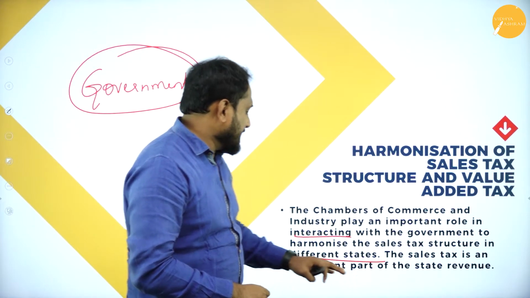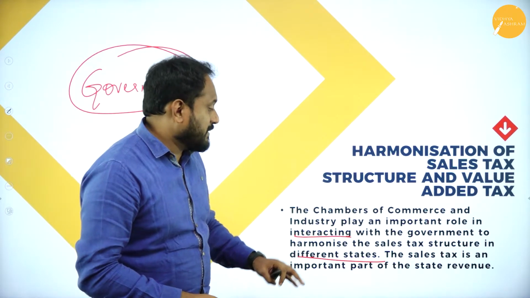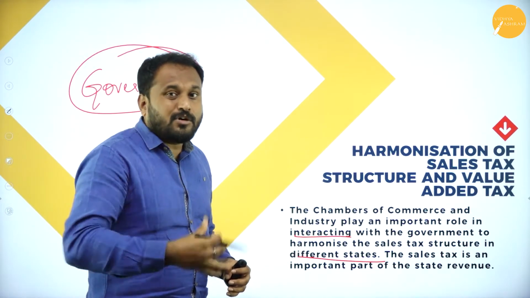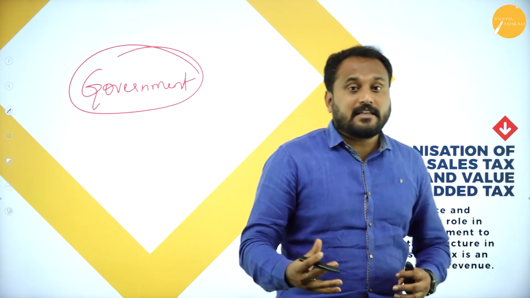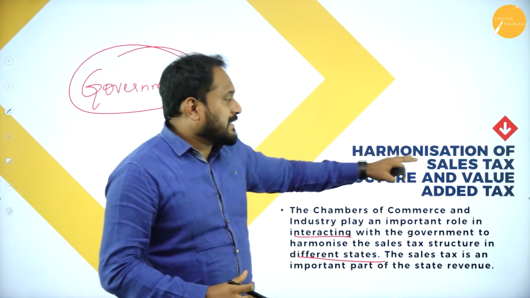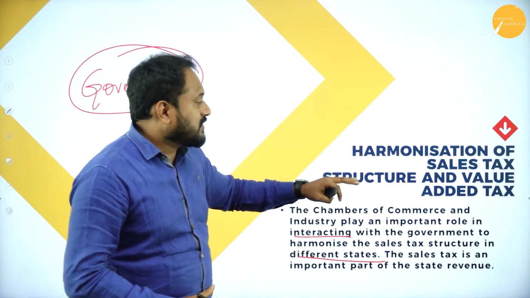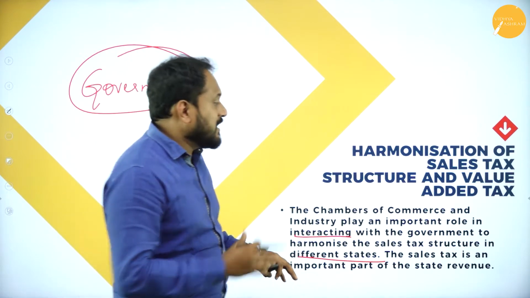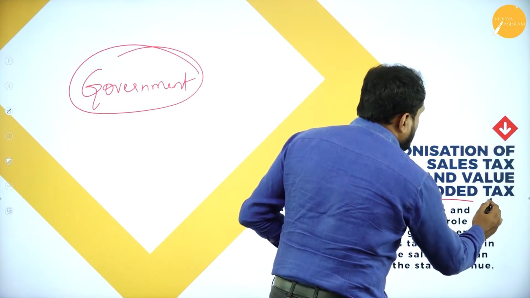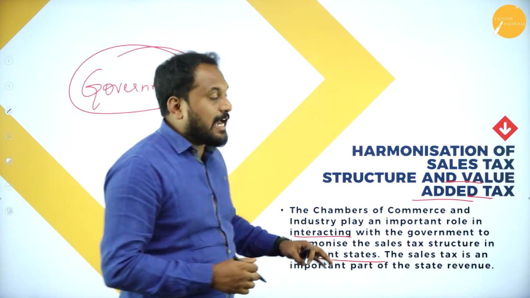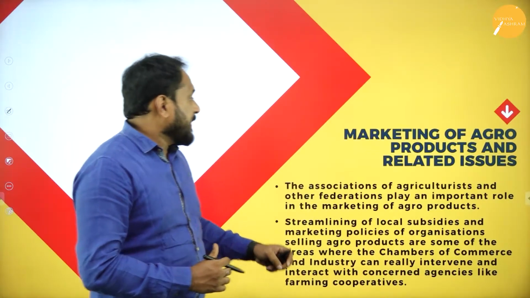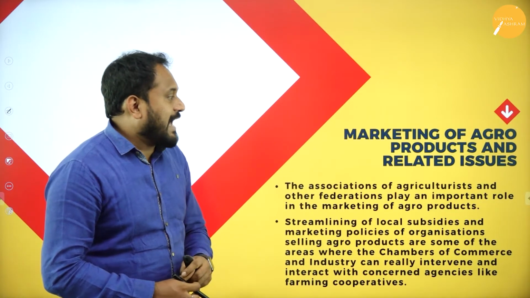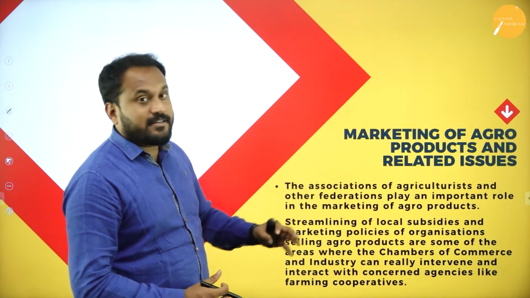to go with less sales taxes. Sales tax is an important part of the state revenue, but still, if more sales tax is given, the manufacturer, the wholesaler and the retailer will have a problem. That's the reason. Here what happens is harmonization of sales tax structure and value added taxes. But let me tell you here, students, because GST has come, we don't have VAT anymore, right? So please understand this.